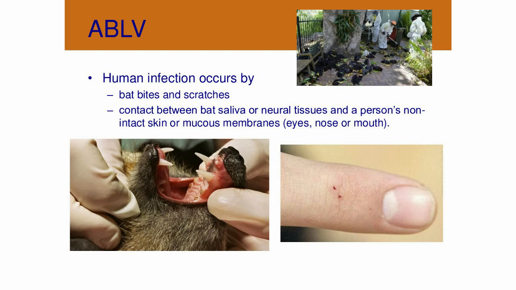Infection can also occur from contact between a bat's saliva or its neural tissues and a person's non-intact skin, or the mucous membranes of their eyes, nose, and mouth. For example, people who do taxidermy on bats or who dissect bats may come into contact with the bat's brain and spinal cord. And although the virus only survives for a short period of time on the bat's fur, it can survive indefinitely in its neural tissues, including after refrigeration and freezing.